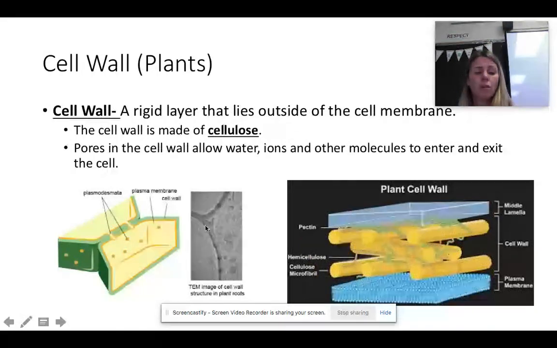The cell wall provides structure. Remember, plants can stand upright. You see trees, you see plants, and they're able to stand upright.